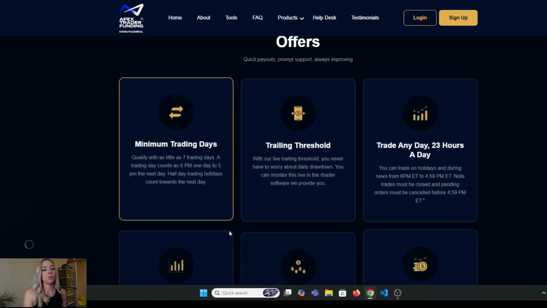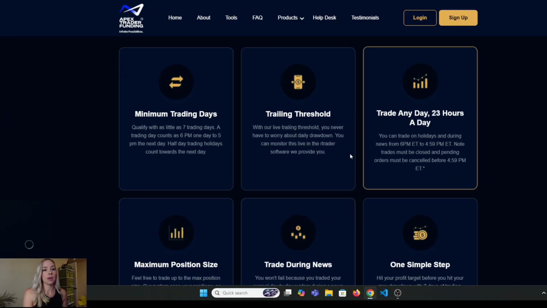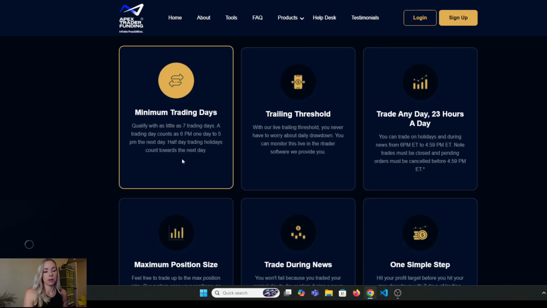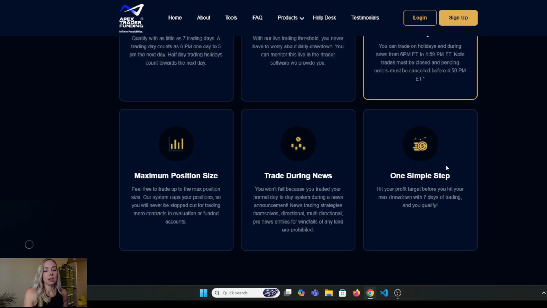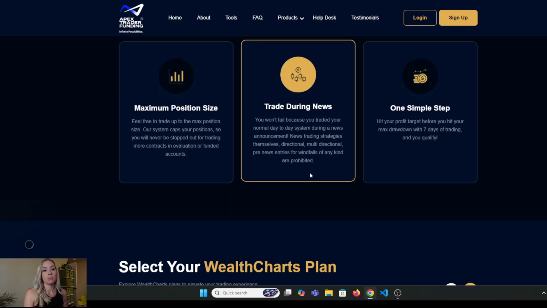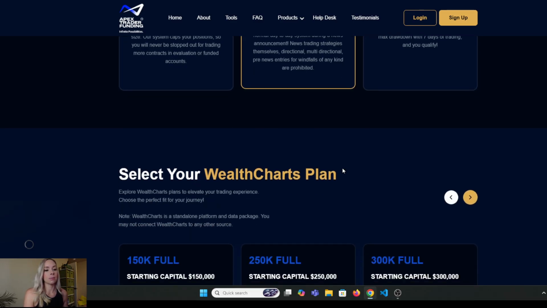Okay, so when we come onto their website, these are essentially the rules here. We know that there's minimum trading days, trailing threshold, and then maximum position size. We'll go over that. You can trade during news. You cannot get into a trade in one direction and then automatically close it and go to the next. They do not allow that. That's what multi-directional means. So make sure you're doing that correctly if a news event is coming out.